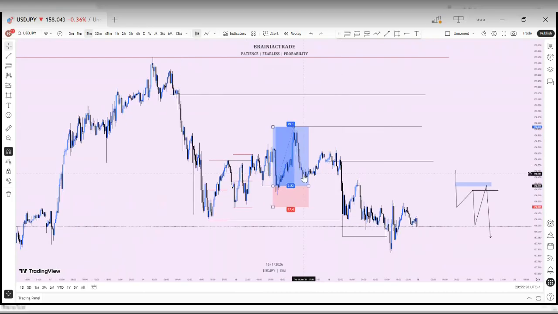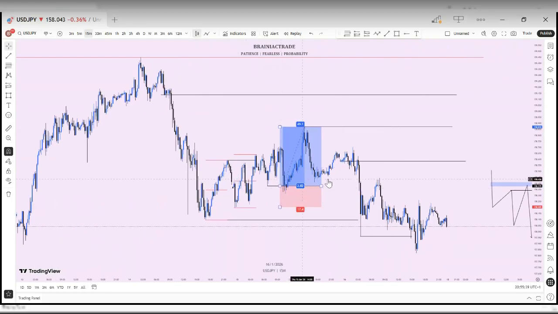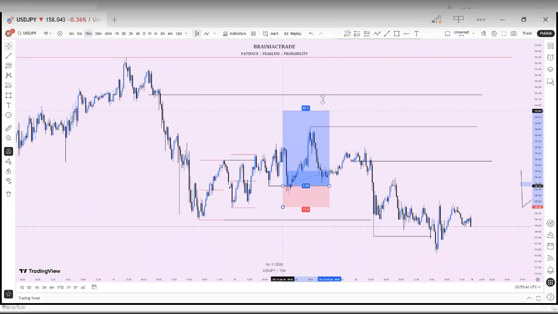So you see, our entry is supposed to be this one. Then if you want to sell, come to this point of interest here.